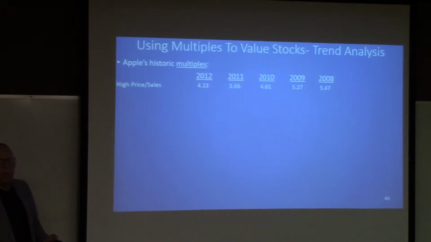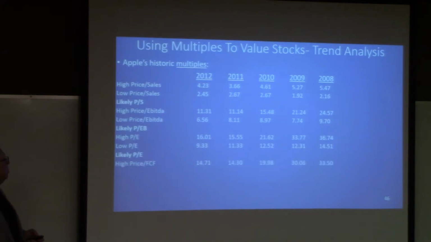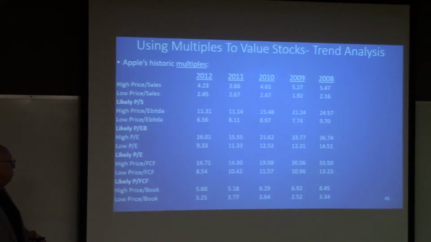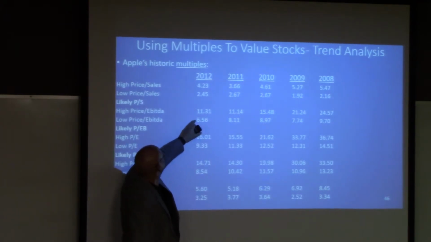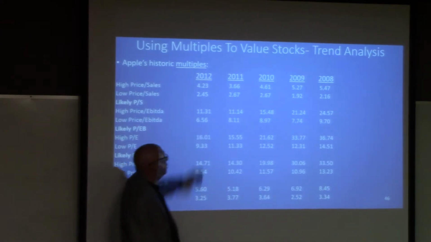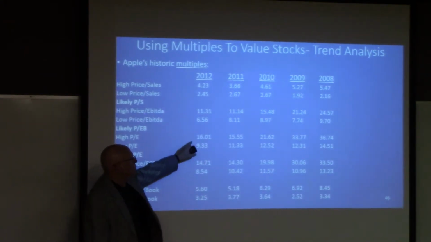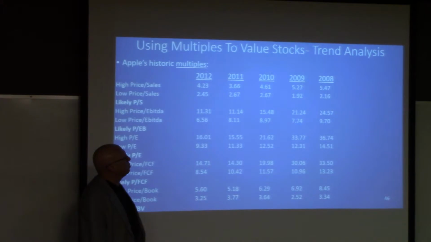These are the multiples that the stock has generated in the past. High price, low price. So this is price to sales, price to EBITDA, price to earnings, and price to free cash flow, and lastly, price to book value. So we can see how these multiples have bounced around. Boy, this price to EBITDA has been cut in half. It's really gone down a lot. Same thing with earnings per share. PE has gone down. Free cash flow has gone down. All the multiples have gone down.